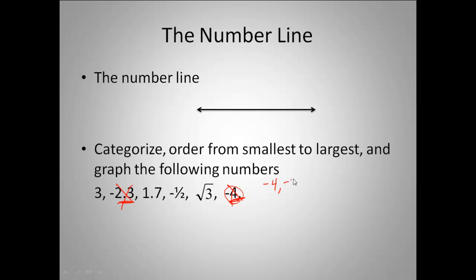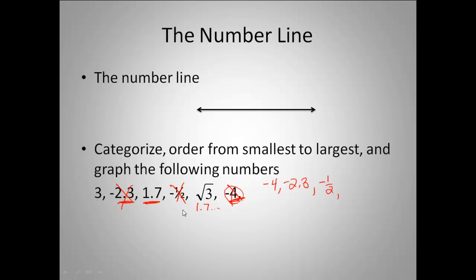Negative 2.3 would be next. Now this negative 1/2, because it's still a negative. And now I've got to jump into my positive numbers. Now you got to be really careful here because obviously 3 is bigger than 1.7, but this is square root of 3. Hard to compare when I just leave it like that, so I want to put it like that decimal.